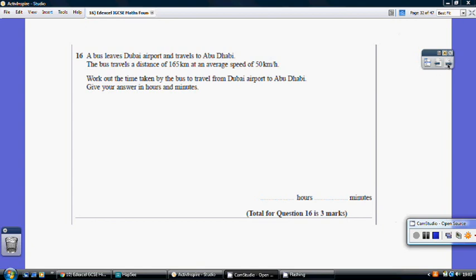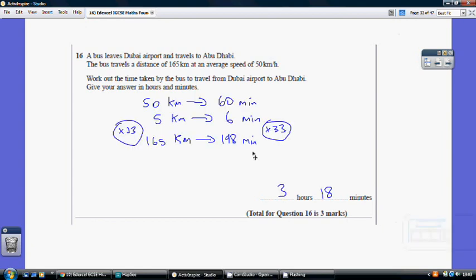Question 16. So I think this is another one best thought of just by way of proportion again. So focusing on the average speed. The bus is travelling at 50 kilometres per hour. So every hour we travel 50 kilometres. Or turning that into minutes, every 60 minutes we travel 50 kilometres. We do 50 kilometres in 60 minutes.